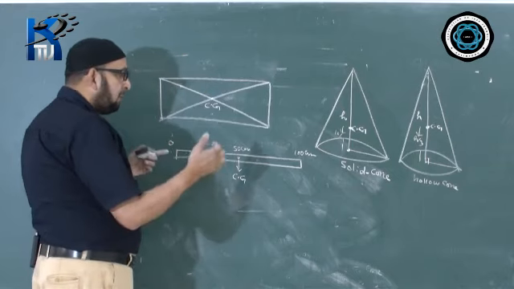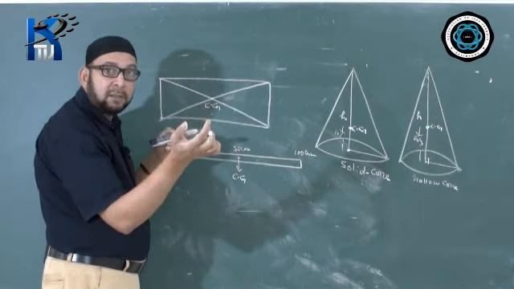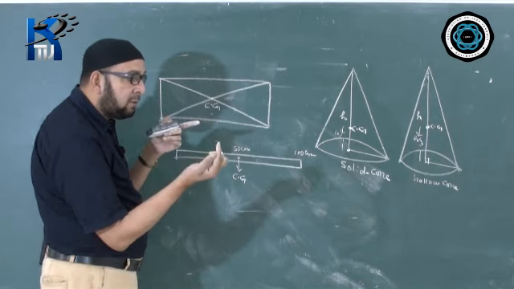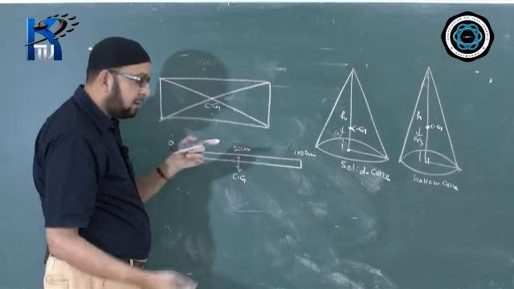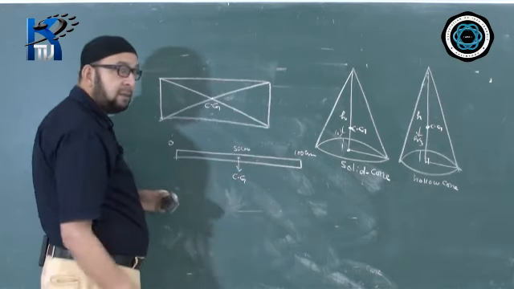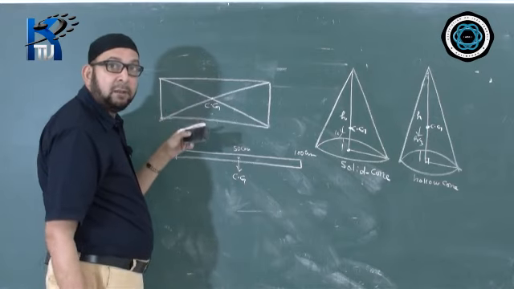If some part is heavier and another side is lighter, then the position of CG will be towards the heavier side. So, where the heavier, more particles are situated, it will be towards that side. So, hope this topic, center of gravity, is clear.